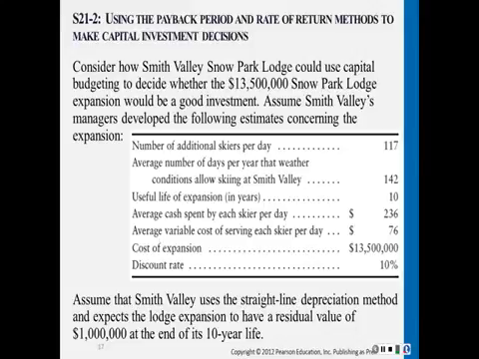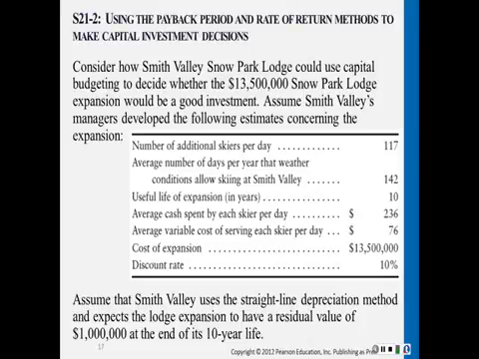Short exercise 21.2 focuses on the payback period and rate of return methods to make capital investment decisions. Consider how Smith Valley Snow Park Lodge could use capital budgeting to decide whether the $13,500,000 Snow Park Lodge expansion would be a good investment. Assume Smith Valley's managers develop the following estimates concerning the expansion. Number of additional skiers, 117. Average number of days per year, 142. Useful life of the expansion in years is 10.